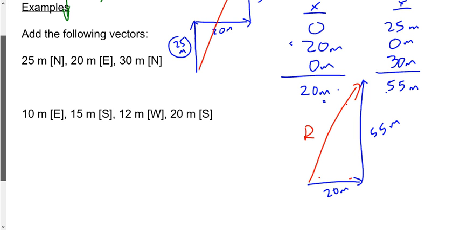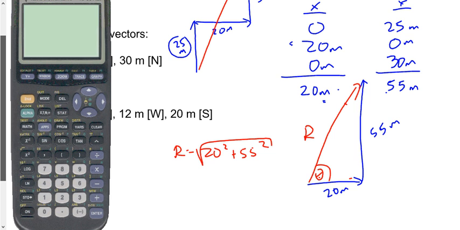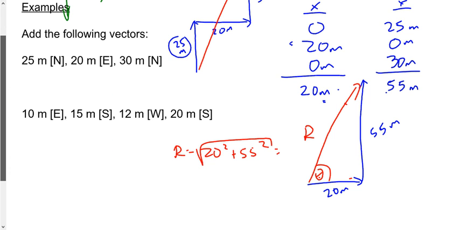By the way, where would we find theta? Position 1, 2, or 3? Position 1, because we always draw theta at the beginning here. R is going to be equal to the square root of 20 squared plus 55 squared. Let's square root that. 59 meters. And theta is going to be the inverse tan function of opposite over adjacent. What's the opposite side? Is it 20 or 55? 55. And the adjacent side is 20 because it's the one that's touching the angle.